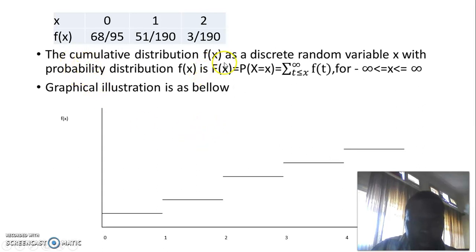The cumulative distribution F of x of a discrete random variable x with probability distribution f of x is given by capital F of x. This is just the sum of the individual probabilities in the probability distribution table. And our x can be between positive infinity and negative infinity.